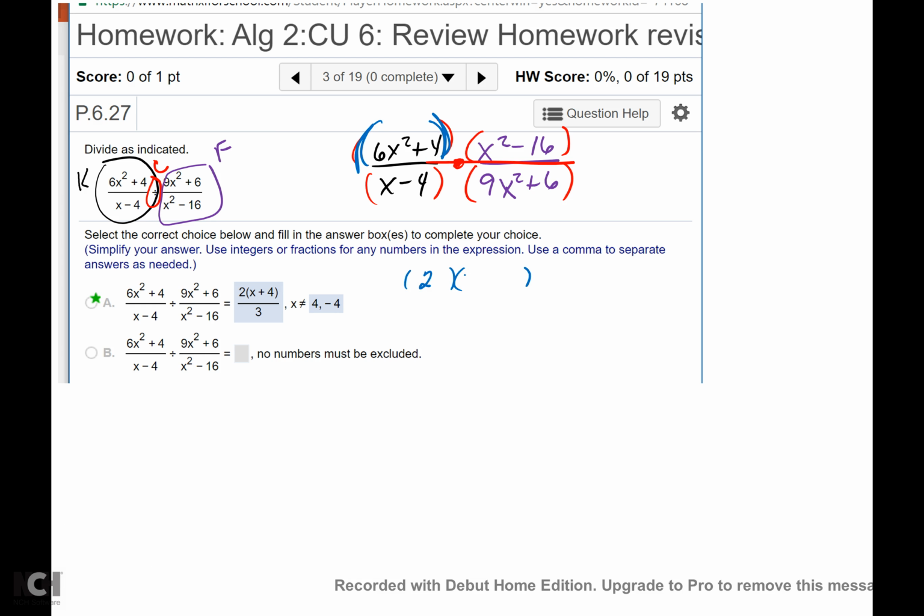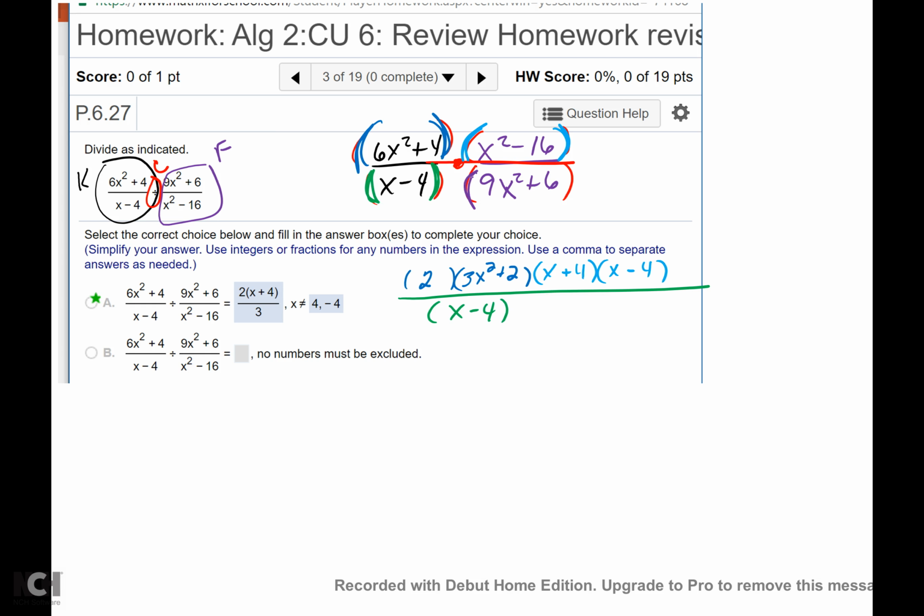If I factor out a 2, that's going to leave 3x squared plus 2. If I factor, let's do blue, the light blue one, that's a difference of squares, binomial plus and minus: x times x, and 4 times 4 is 16. On bottom, x minus 4 is prime. I can't factor that, so that's going to stay x minus 4.